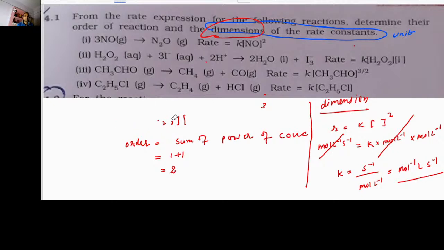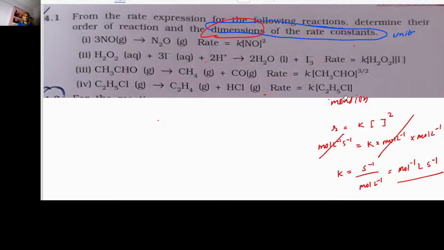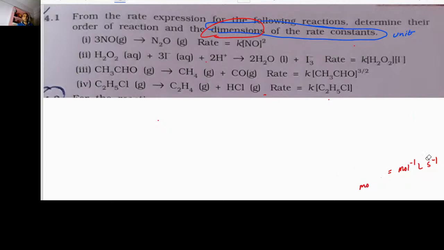So the third one, you see, student, acetaldehyde is going to give CH4 and CO, and the rate is depending on K, CH3CHO power 3 by 2. So this reaction is what, student? Fractional order. Order will be 3 by 2. Okay. So what we can do, I am simply writing, I am not writing the question again.